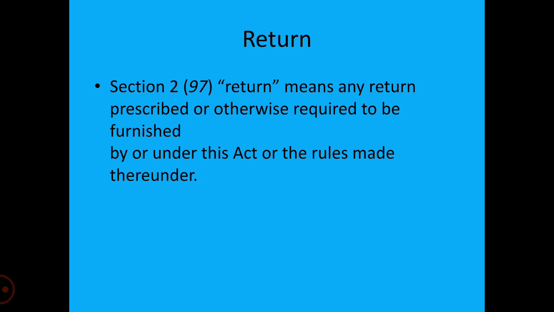GSTR2A is filed with the details of outward supplies made by the supplier after the 10th of the next month. GSTR2 is to be filed after the 10th but before the 15th of the next month. GSTR1A relates to modifications and deletions made by the recipient, available to the supplier for acceptance or rejection, to be filed between the 15th and the 17th day of the next month. GSTR3 is to be filed by the 20th day of the next month.